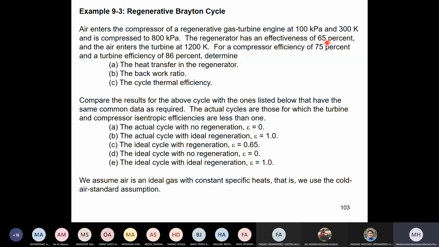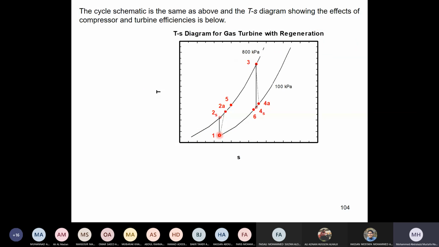The regenerator has an effectiveness of 65%, and air enters at 1200, and then it goes here. It's giving us the efficiency of the turbine and compressor. Let me just explain it here. So this is the diagram. It gives us P1 and T1, the compressor ratio, and this temperature here, and it's giving us the effectiveness or the efficiency of the regenerator.